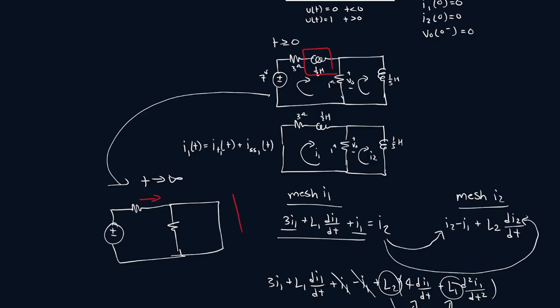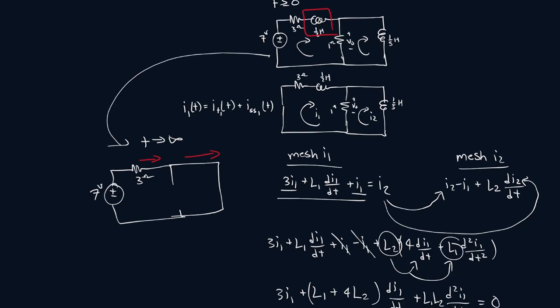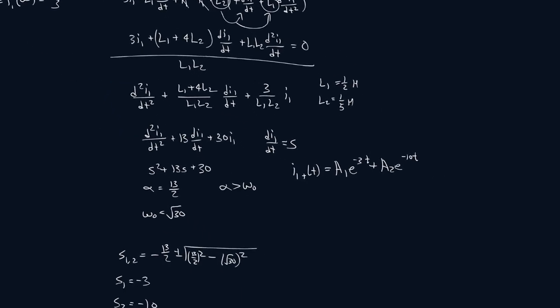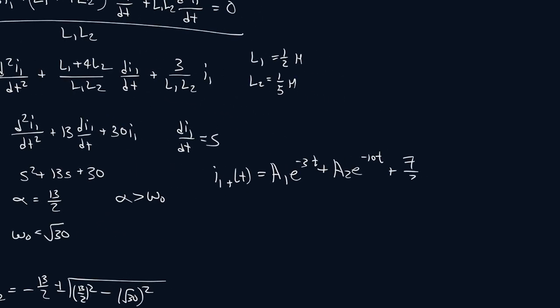But notice that in this circuit there is no resistor, so all the current will just be passing through here. That means this part is just useless. So this is 3 ohms, this is 7 volts, and the current passing through here will just be I1 infinity. So I1 infinity will be equal to 7 over 3, and this is your steady state for I1. If we add 7 over 3 to this, that will give you your I1(t).